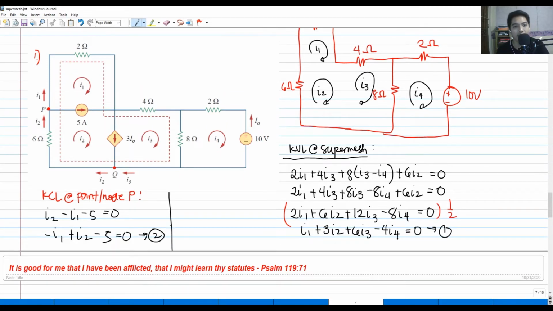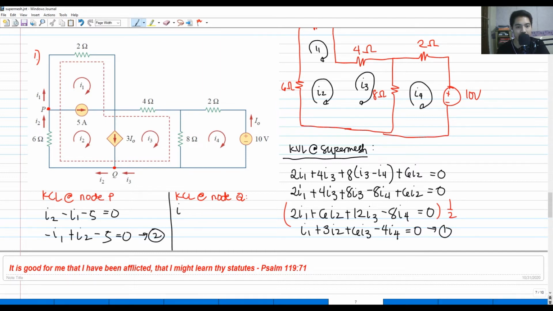How about if we have a KCL at node, I'll change this to node, that's the proper term. KCL at node P, KCL at node Q. So we have a KCL at node Q, so we have to, again, write the equation.